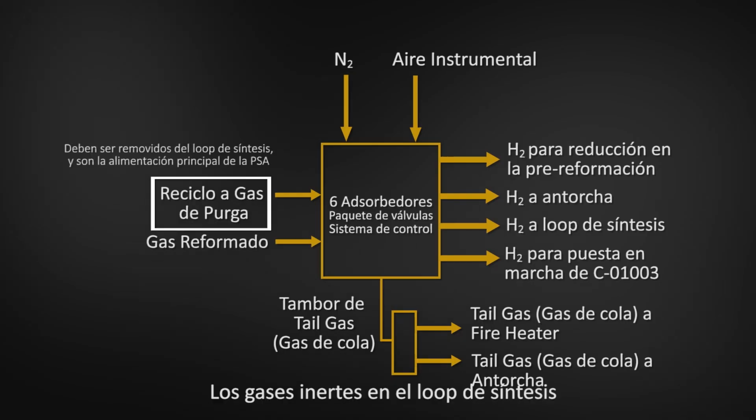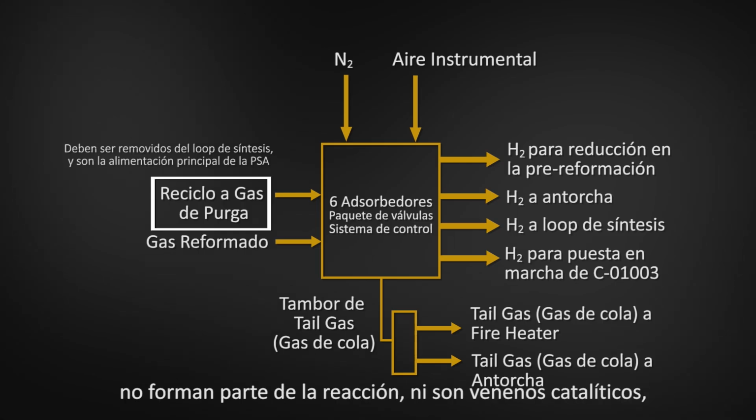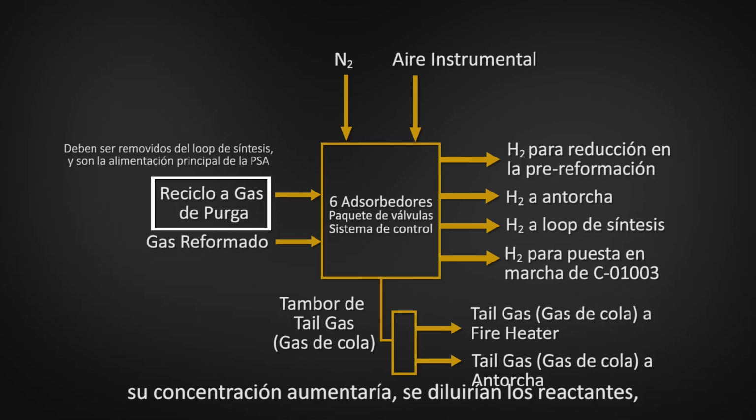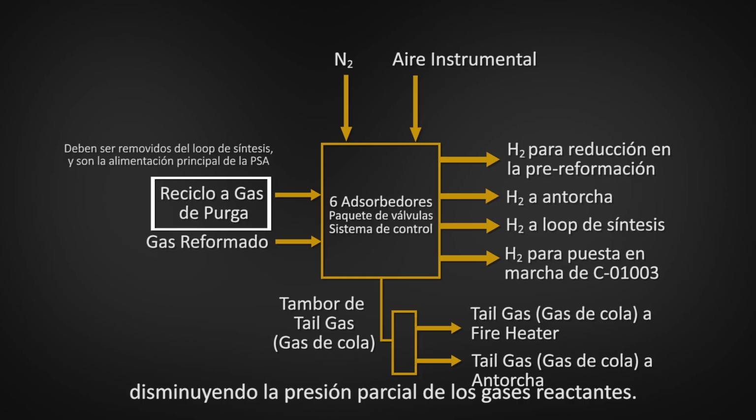Inert gases in the synthesis loop take no part in the reaction, nor are they catalyst poisons. But they must be removed from the loop, otherwise their concentration would build up, dilute the reactants, and quickly affect the process by lowering the partial pressure of the reactant gases.